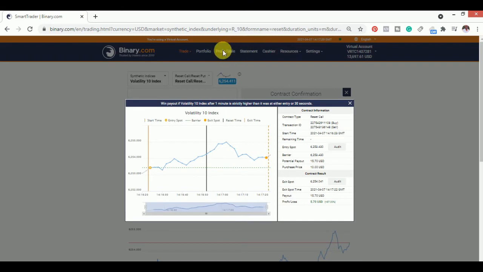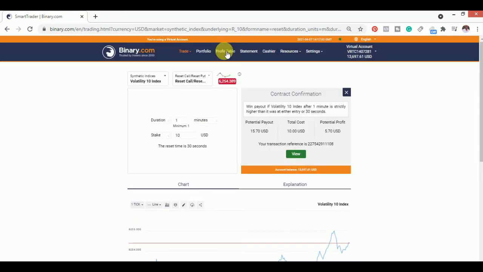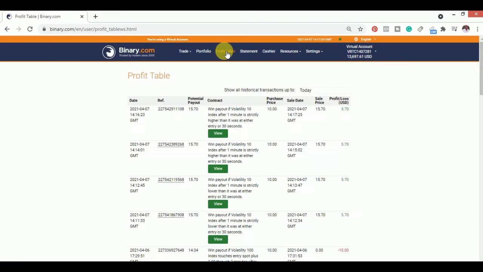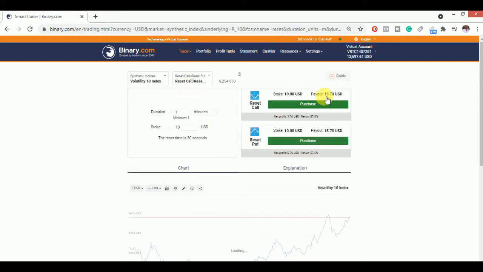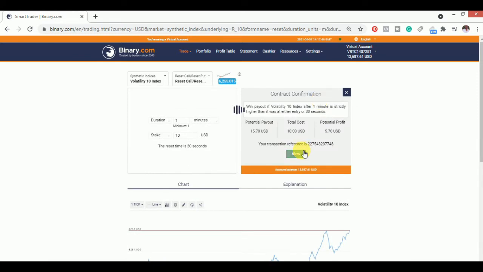So this is the third one or the fourth one that is winning. Okay, I have to check the profitable to verify. This is the 1, 2, 3, 4th, the fourth trade that is winning. So let's place the fifth one. All right, I think it's still going to rise, so this is the fifth one.